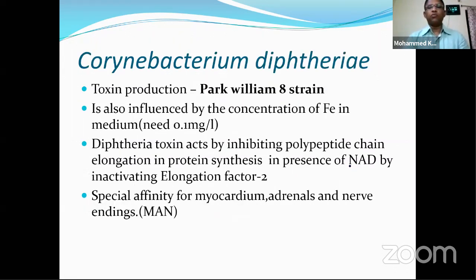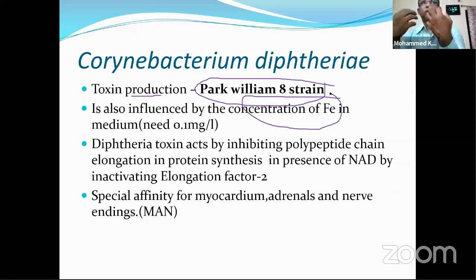Fine. What is the toxin production strain? It is a most-of-all-India question. Park-Williams 8 strain is used to demonstrate toxin production. Another very important point from the all India point of view: iron concentration plays a very important role in toxin production. Why are we talking about this? We want to confirm whether the strain I have isolated from the patient is toxigenic or not. That's the reason we have to remember this. Concentration of iron plays a role. Park-Williams 8 strain is used as a control.